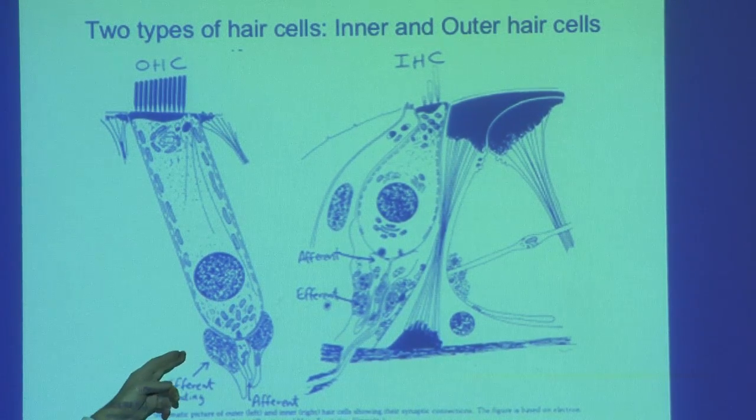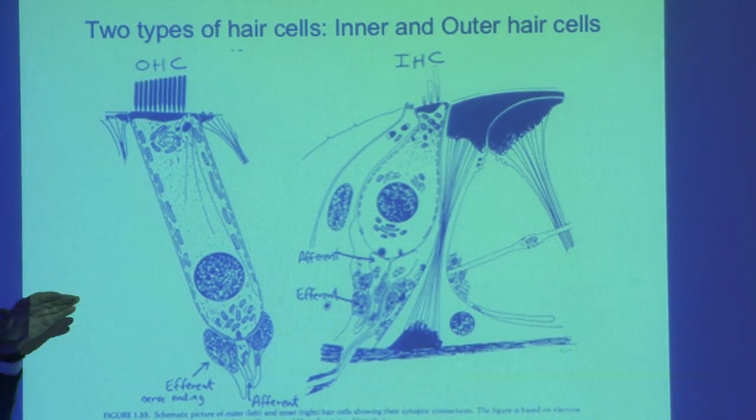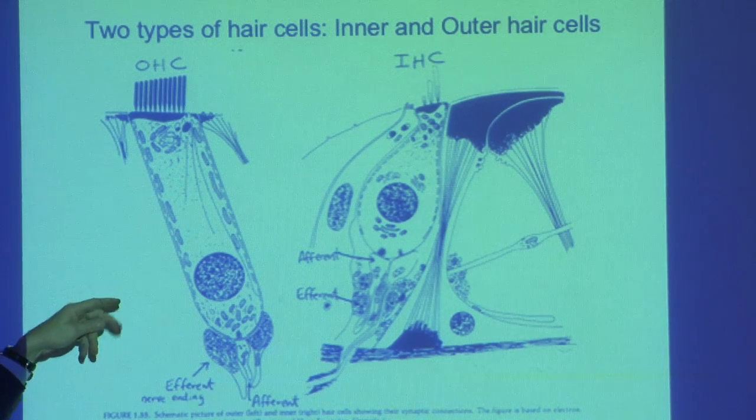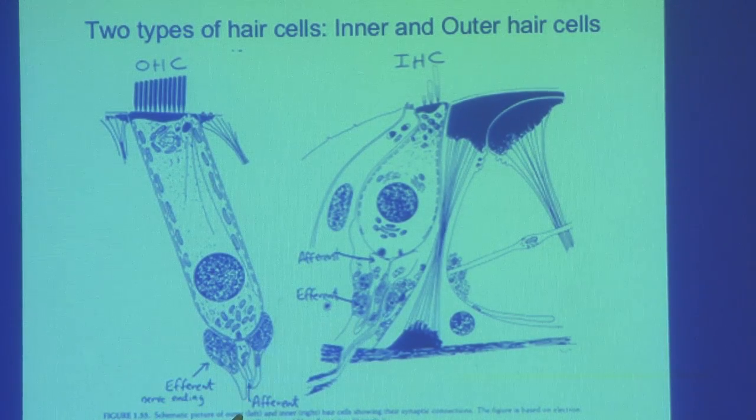The outer hair cells, by contrast, are completely different. They're long, test tube-like shaped cells. Down at the bottom, they also have nerve terminals. Most of the nerve terminals in this case are efferent nerve terminals. How do we know that they're efferents versus afferents?